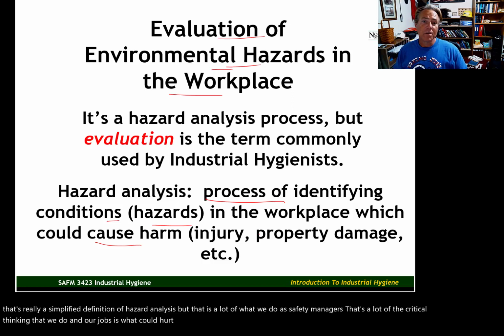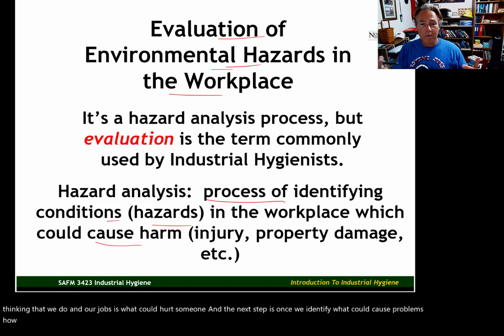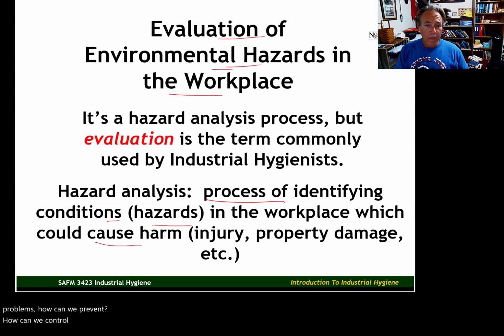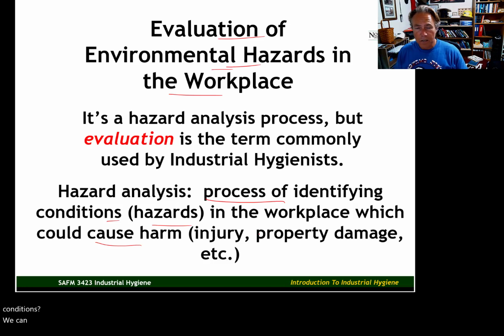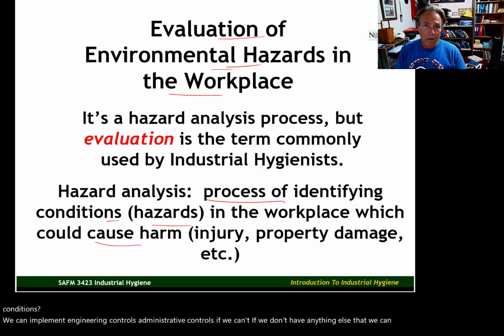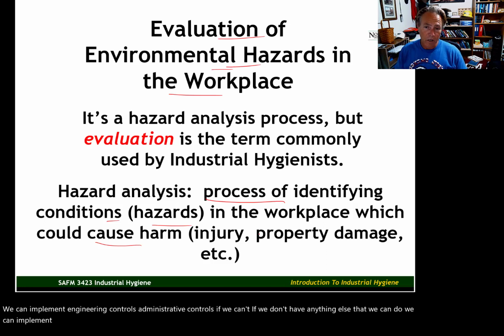And the next step is, once we identify what could cause problems, how can we prevent? How can we control that hazard? How can we control those conditions? How can we eliminate those conditions? We can implement engineering controls, administrative controls. If we don't have anything else that we can do, we can implement personal protective equipment controls.